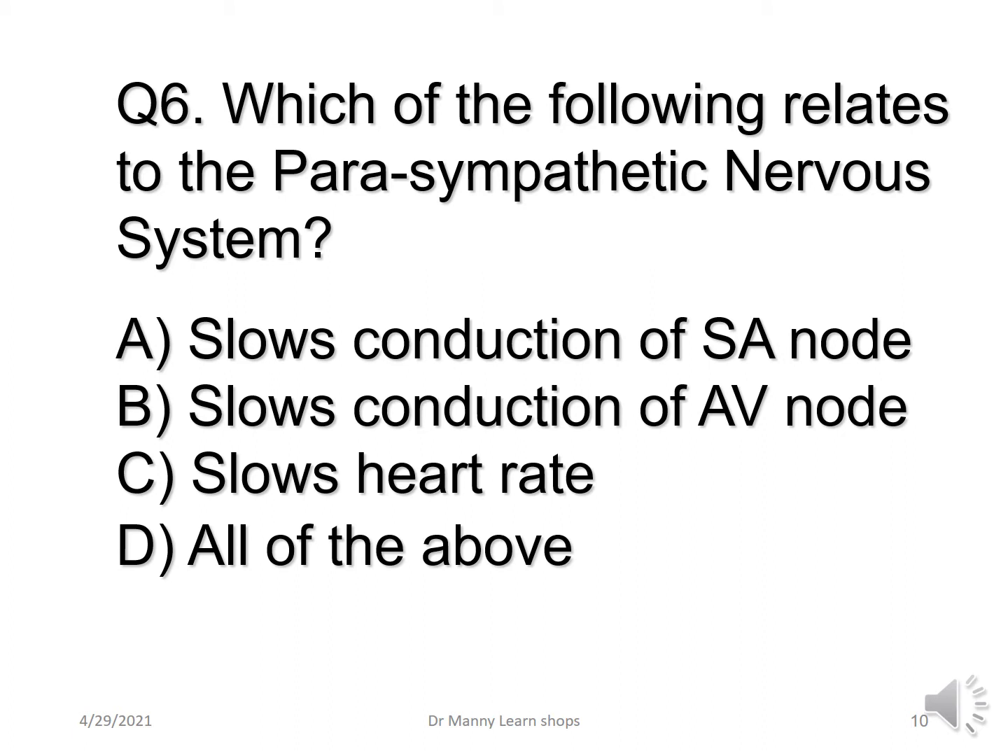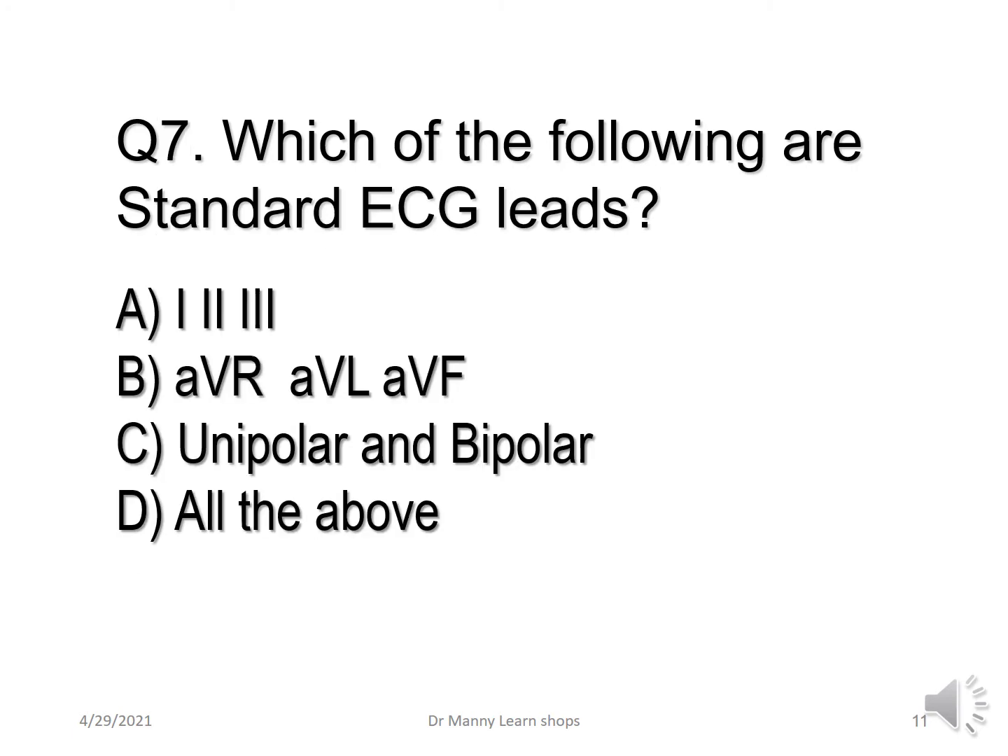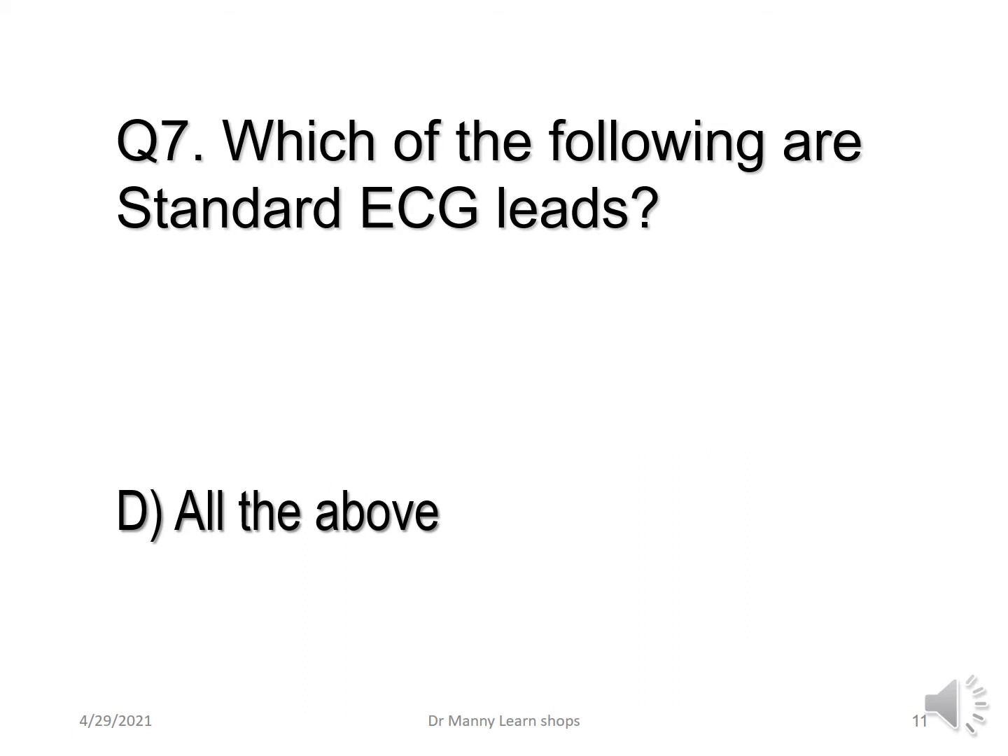Which of the following relates to the parasympathetic nervous system? A, B, C, or D? The correct answer is D, all of the above. Which of the following statements refers to standard ECG leads? A, B, C, or D? The correct answer is all of the above.